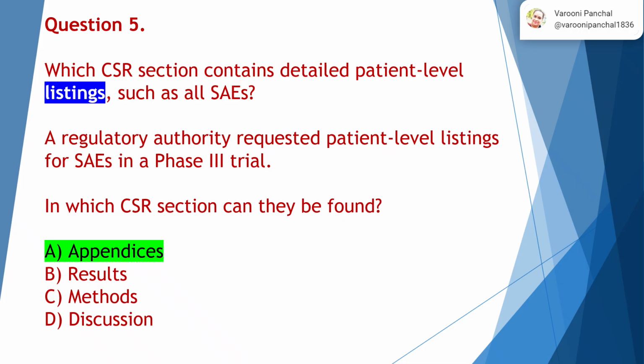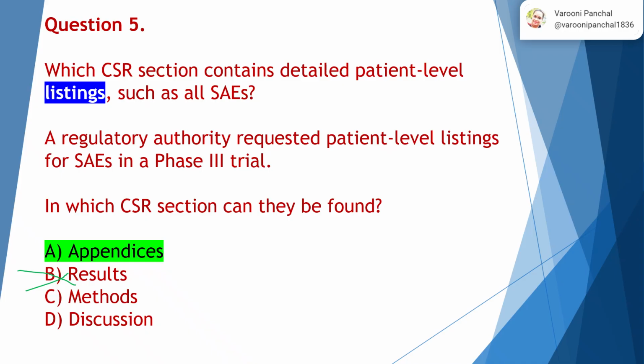Question 5. Which CSR section contains detailed patient level listings such as SAE? A regulatory authority requested patient level listings for SAEs in a phase 3 trial. In which section can they be found in CSR? Now results is the result section where we generally present the results and we do the interpretation. So this is not the right answer.